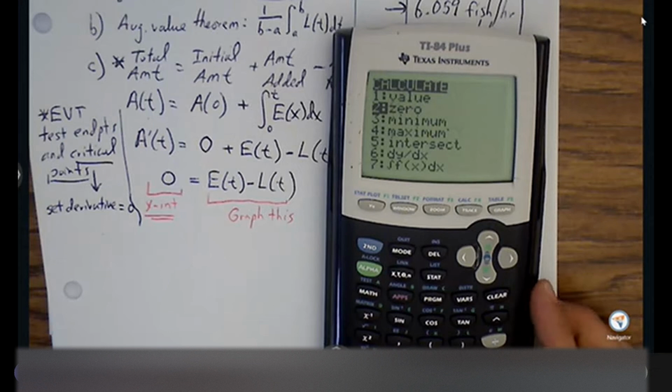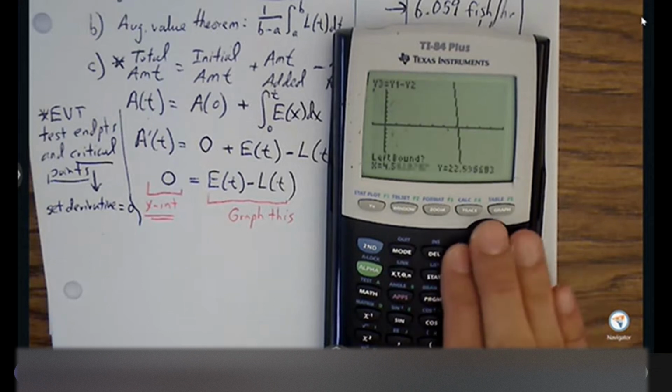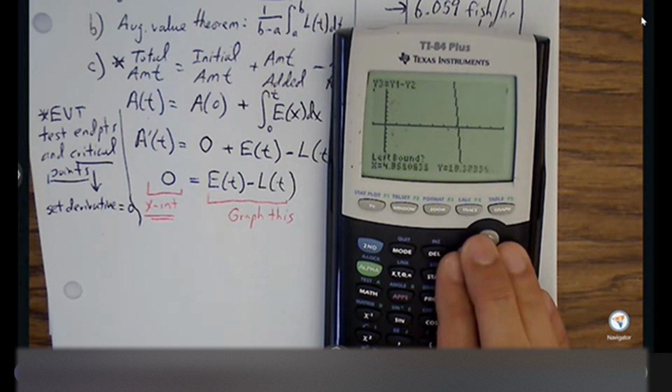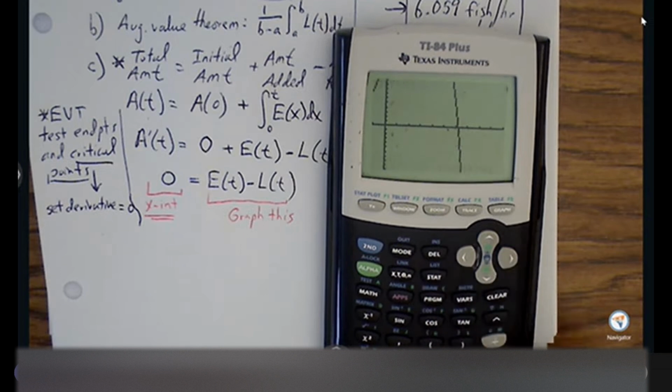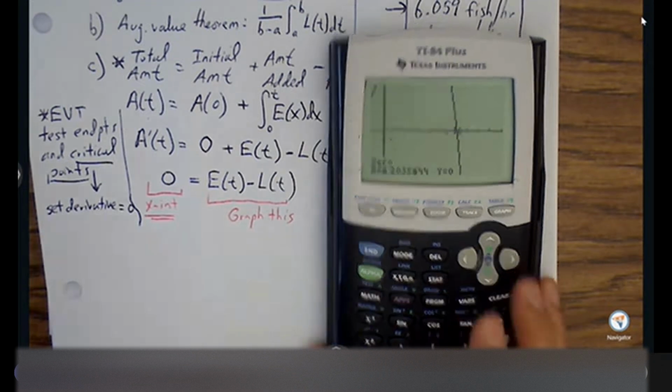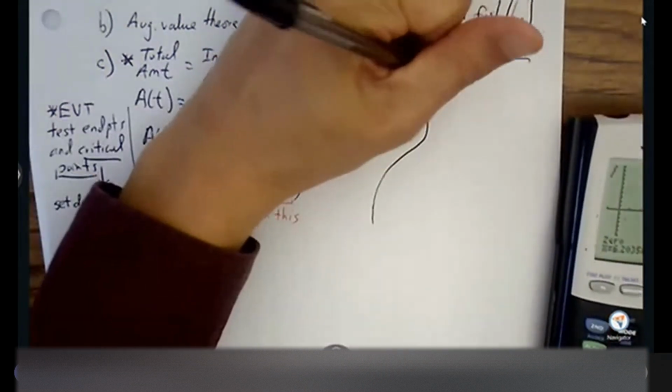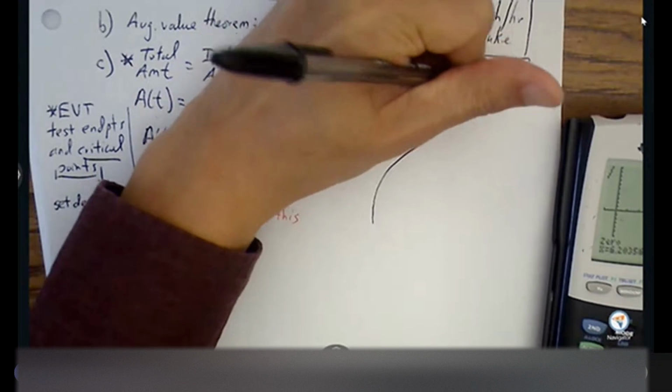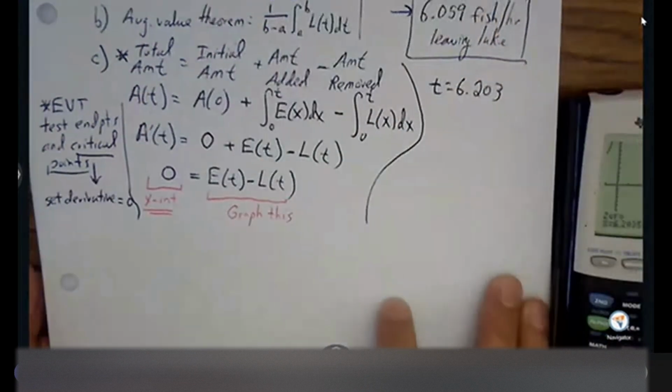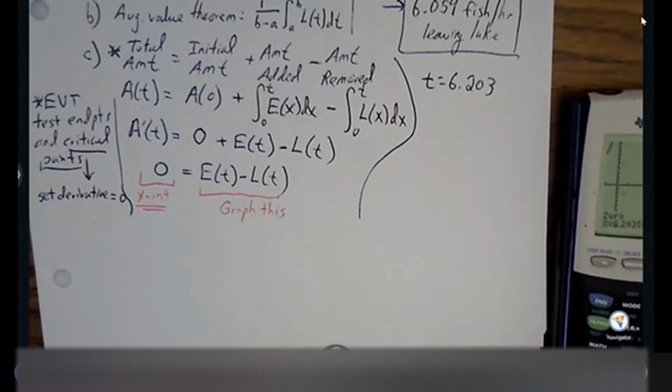I'll pick a point to the left of the x-intercept, hit enter. Pick a point on the other side of the x-intercept, hit enter. Find R0, which is x equals 6.203. And then we also want to include our endpoints as well.